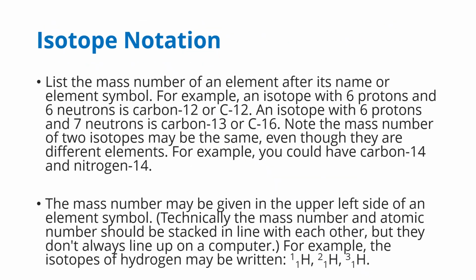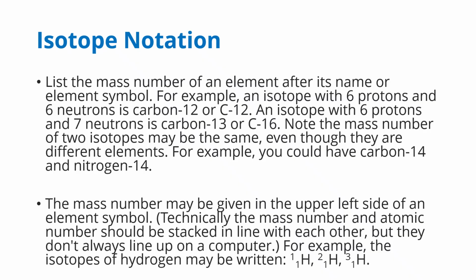So how do you designate an isotope? You can say, for example, carbon-12 or C12. The C indicates it's carbon, and the 12 indicates the number of protons and neutrons combined. You can have carbon-13, so that will be C13. So if it's C13, it'll be 6 protons and 7 neutrons.